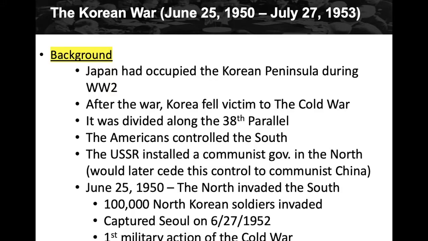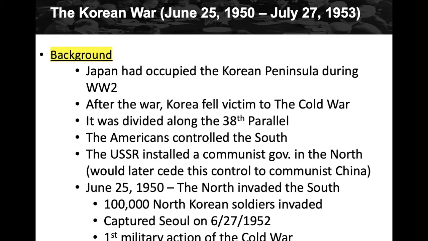Okay, so the first thing we're talking about is the Korean War, just because chronologically it happens before the Berlin Wall. But again, all of this is under the umbrella of the Cold War. The Korean War was June 25th, 1950 to July 27th, 1953.